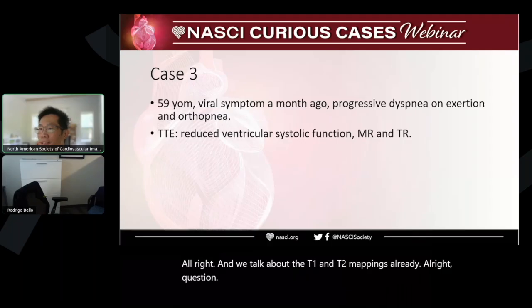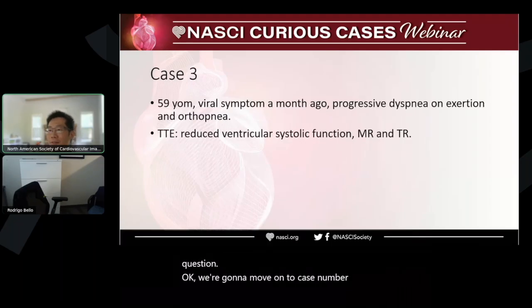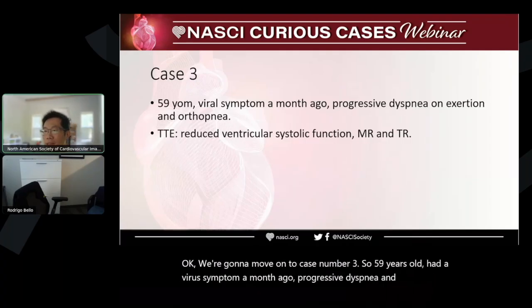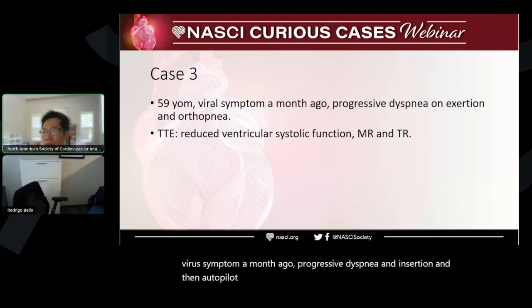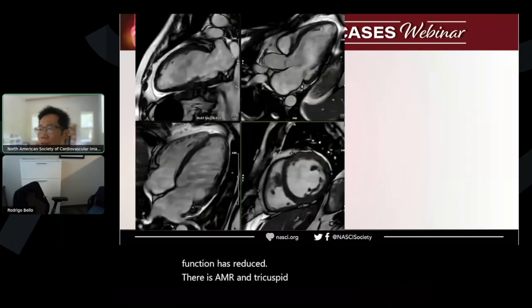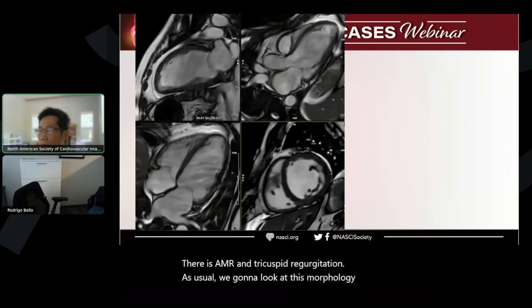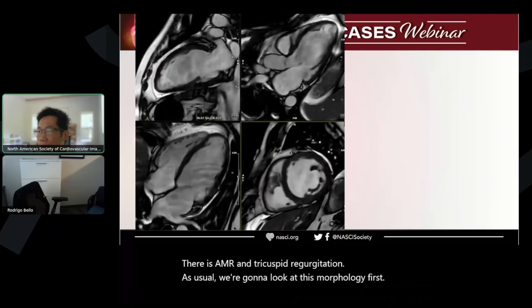Okay, we're going to move on to case number 3. It's a 59-year-old who had a viral symptom a month ago, then progressive dyspnea on exertion, and then orthopnea. The echo again shows reduced ventricular systolic function, with mitral and tricuspid regurgitation. As usual, we're going to look at the morphology first.